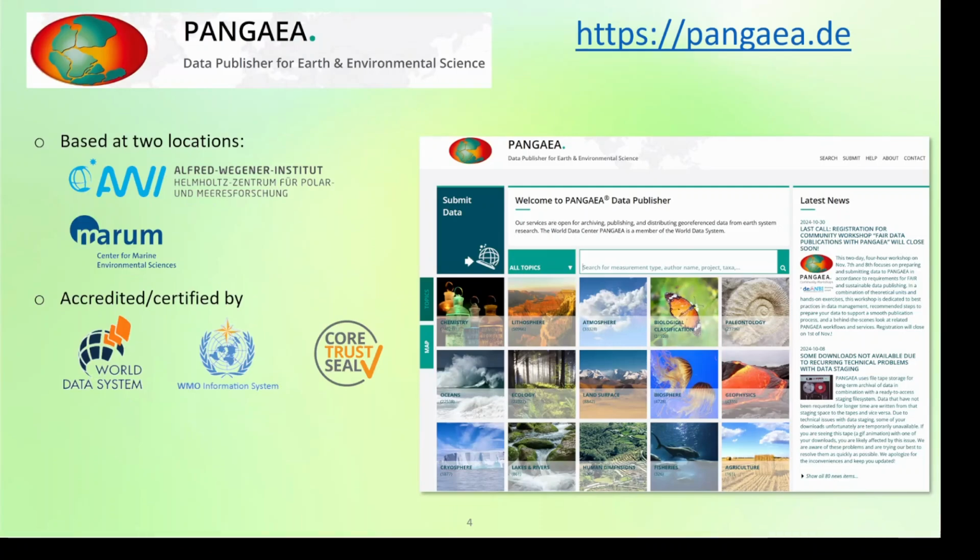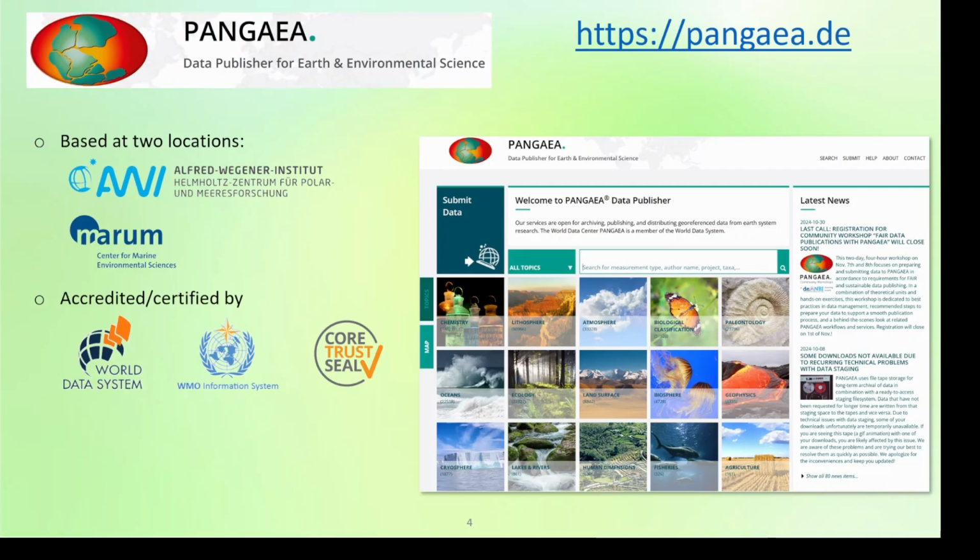PANGAEA is a split group based at two locations: the hosting institute, AWI, the Alfred Wegener Institute, Helmholtz Center for Polar and Marine Research in Bremerhaven, a couple of kilometers north of me, and Bremen, where I'm based, at the MARUM, the Center for Marine Environmental Sciences at the University of Bremen. PANGAEA is accredited by the International Council for Science as a World Data Center since 2001.